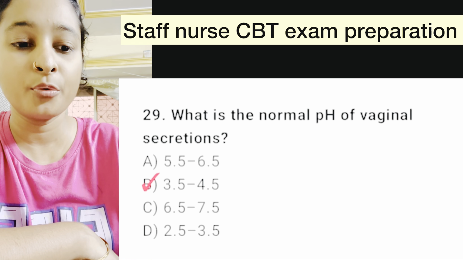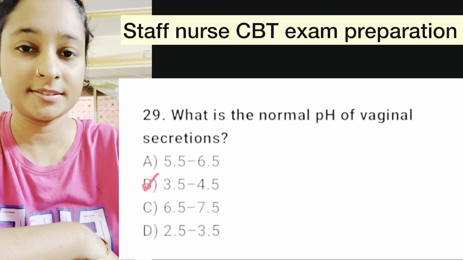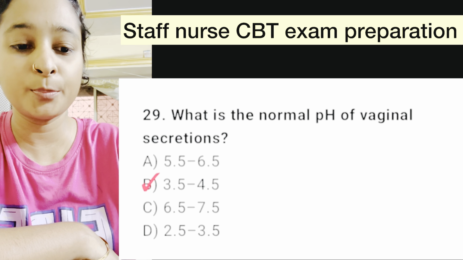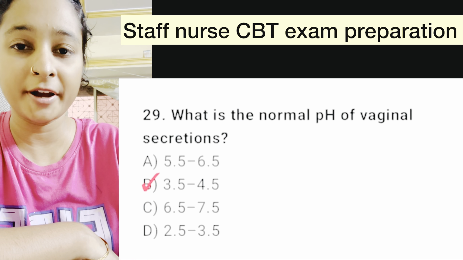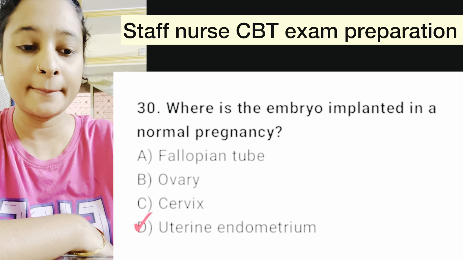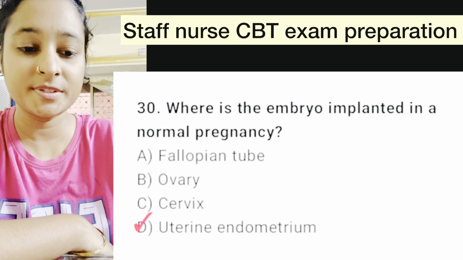Next question. What is the normal pH of vaginal secretion? Right option is option B, 3.5 to 4.5. Next question. Where is the embryo implanted in a normal pregnancy? Right option is option D, uterine endometrium.